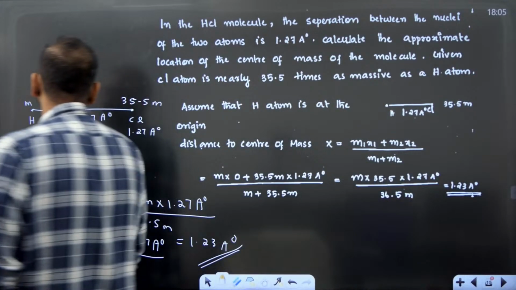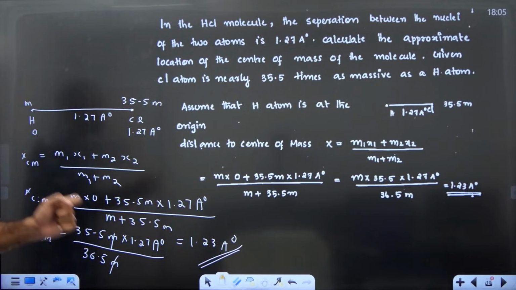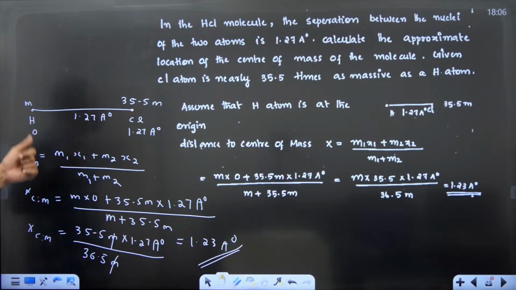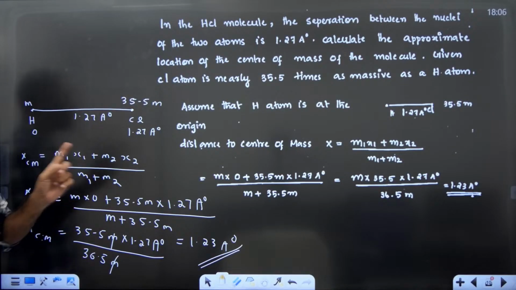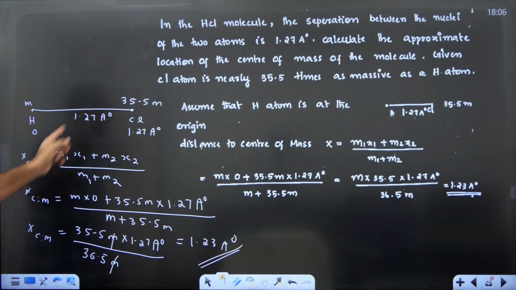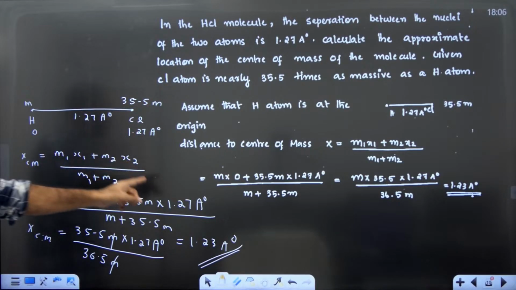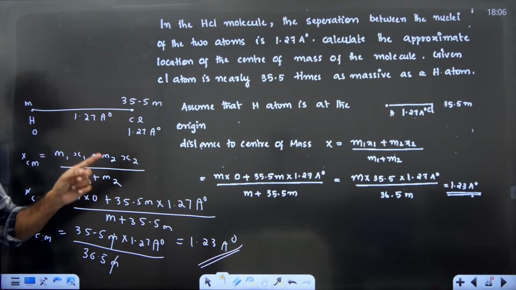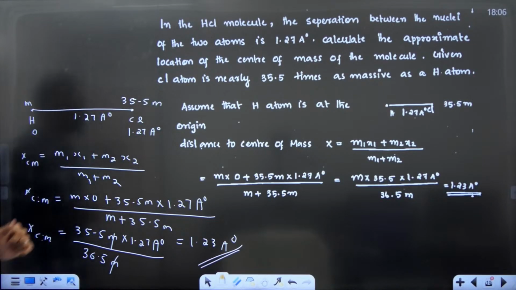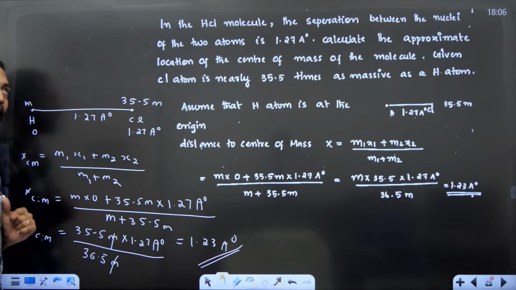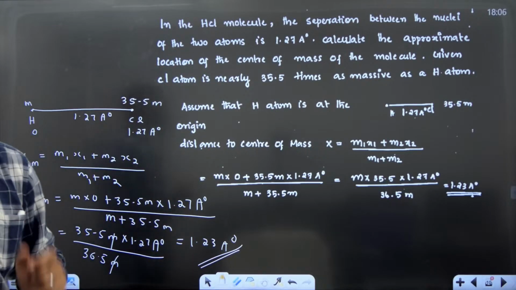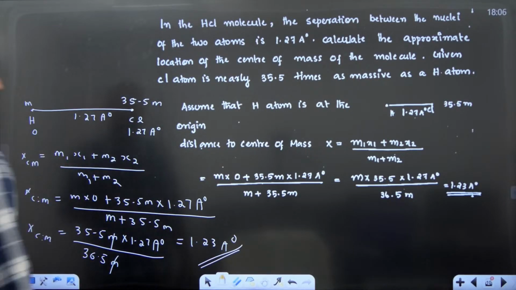The two atoms are separated by a distance of 1.27 angstrom. So purposely we are placing hydrogen at the origin. Why are we placing hydrogen at the origin? What is the advantage? Then the position of hydrogen will be 0. Then the position of chlorine will be at a distance of 1.27 angstrom. It is given that the mass of the chlorine atom is 35.5 times the mass of the hydrogen atom. So if you take the hydrogen atom mass as m, then the chlorine mass will be 35.5 m. Any doubt?